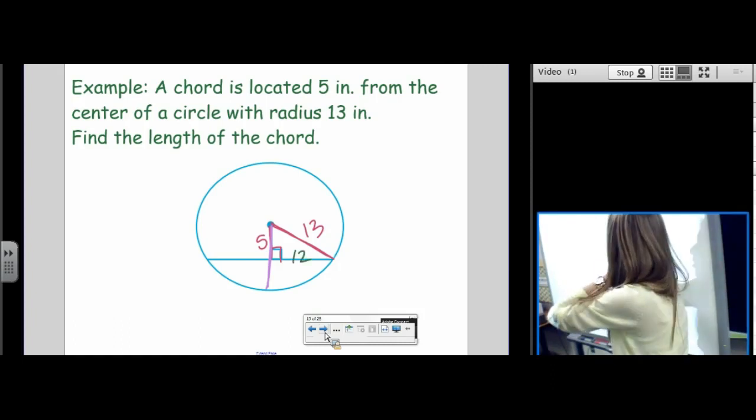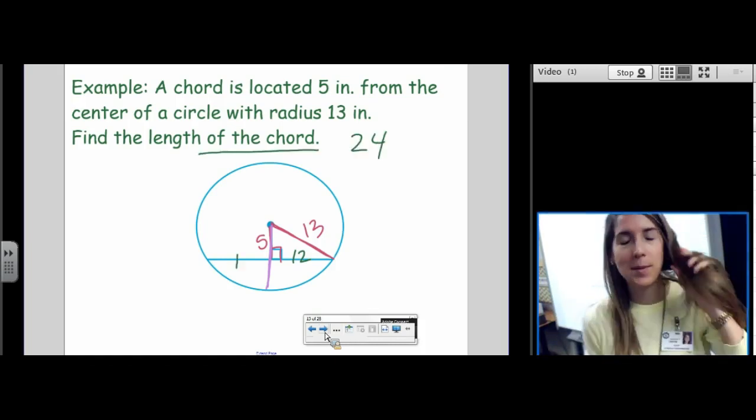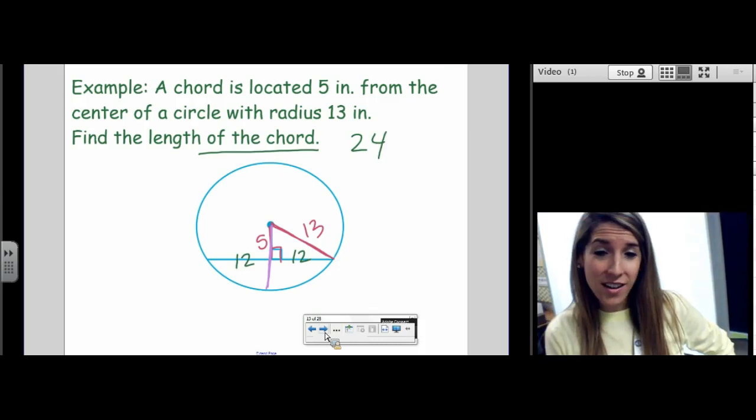Find the length of the chord. Well, if the radius is perpendicular to the chord, it bisects the chord, and so the chord is 24. Is that good?